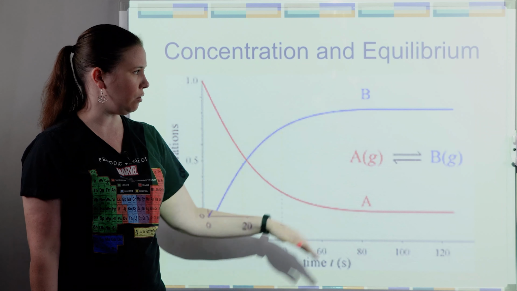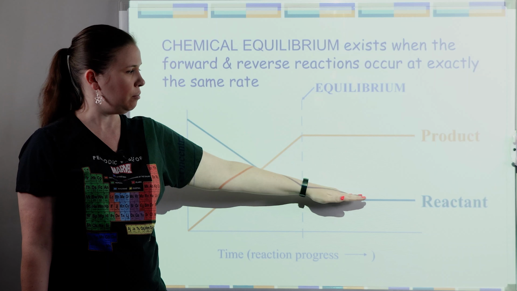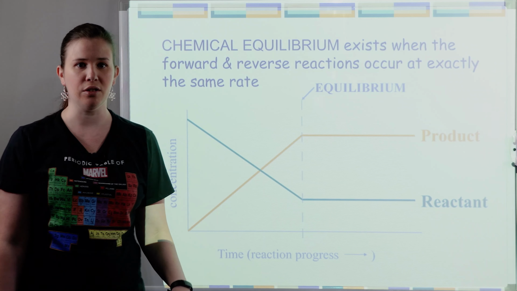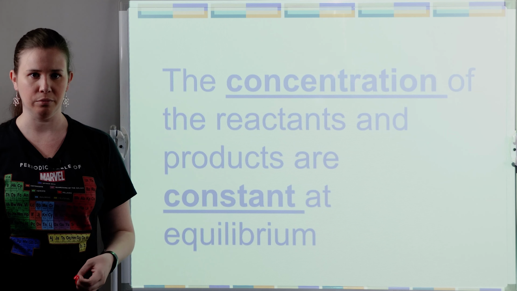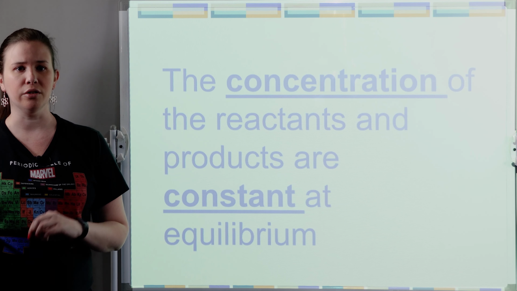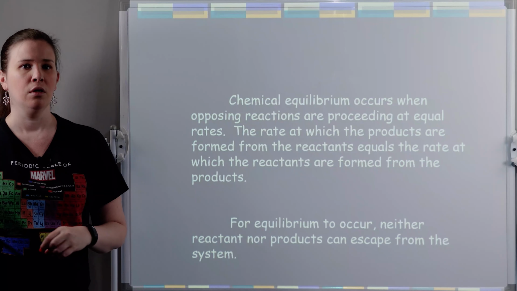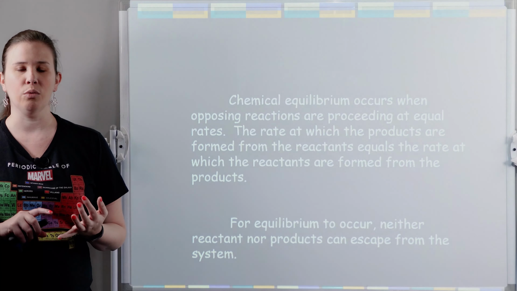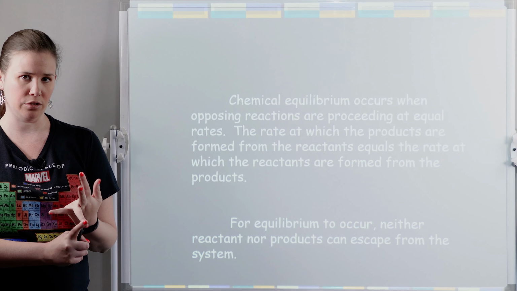So this point here, where the amount of product and the amount of reactant become level, showing that the concentrations stay constant, will occur at equilibrium. So this is the other half of our definition for equilibrium. The concentrations remain constant at equilibrium. So chemical equilibrium occurs whenever you have equal rates and constant concentrations.